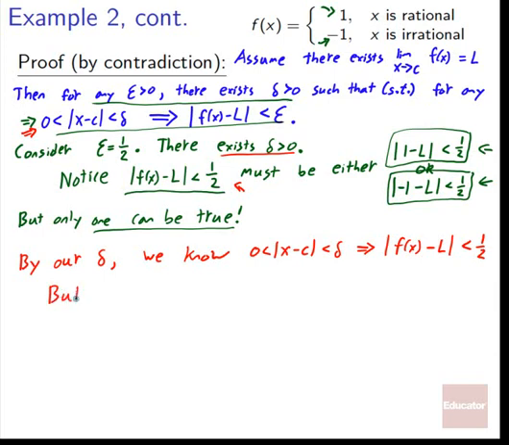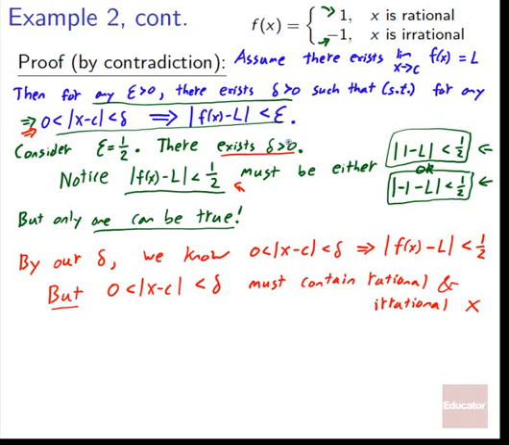But 0 is less than the absolute value of x minus c is less than delta, that is to say, x is within delta of c, must contain rational and irrational x.